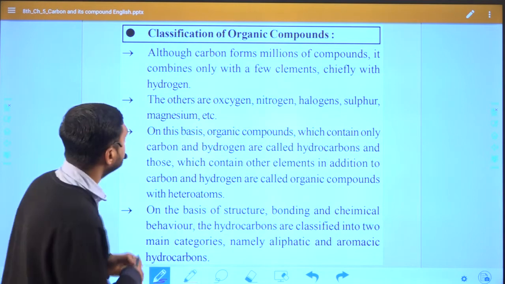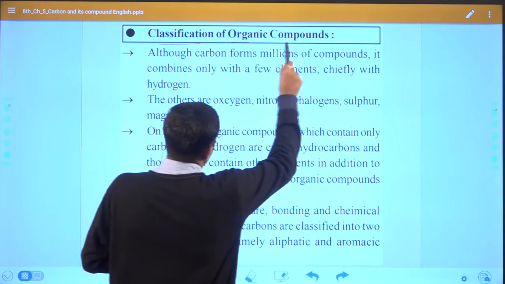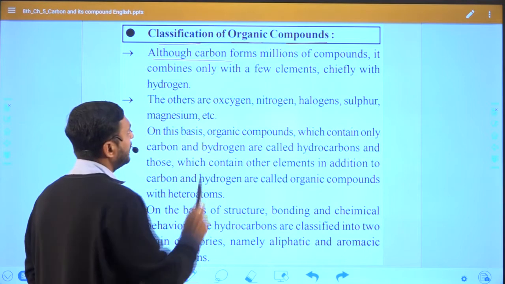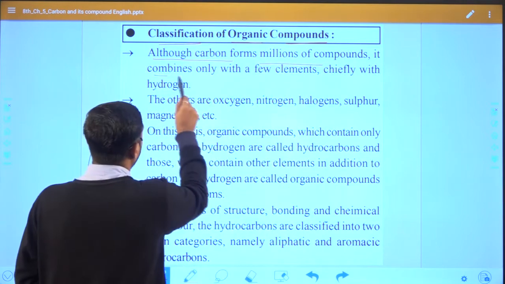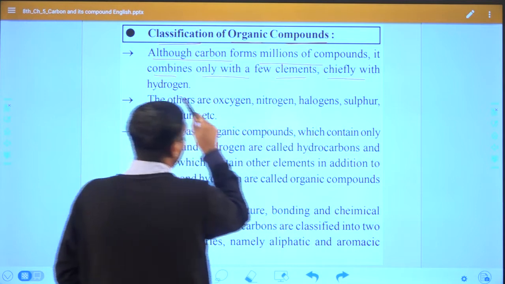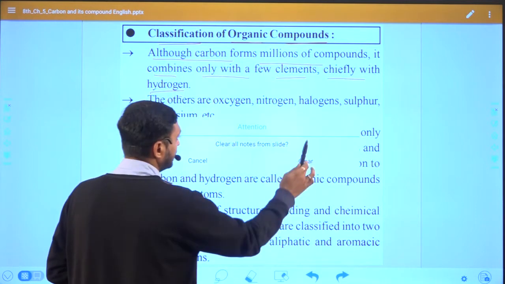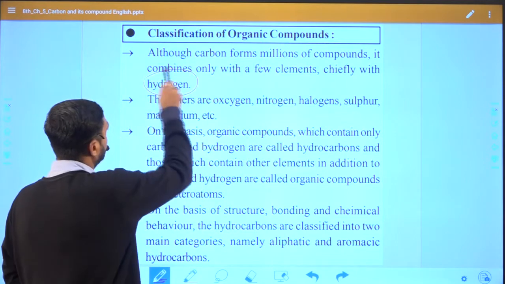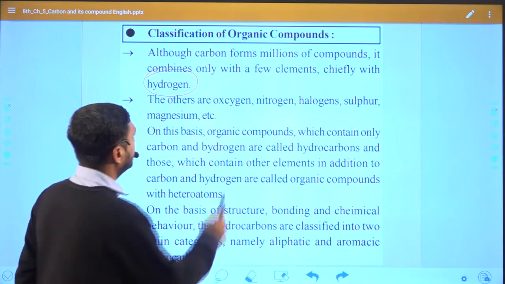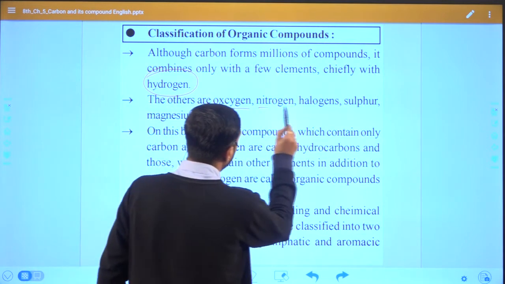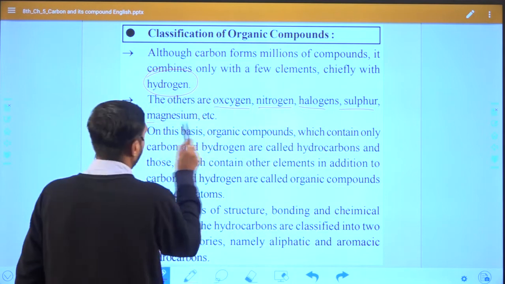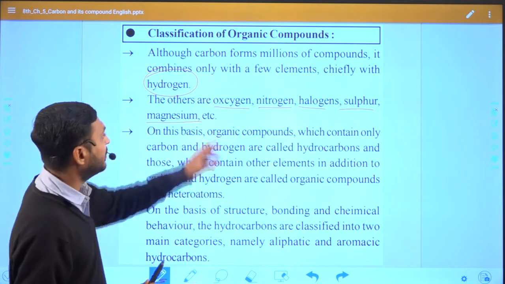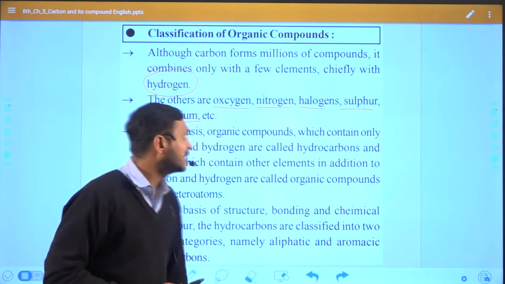So generally, classification of organic compounds. Carbon forms millions of compounds. It combines with only a few elements, especially with hydrogen. Carbon is combined with many elements, but generally with other atoms, that is oxygen, nitrogen, halogen, sulfur and so on. But majorly carbon is combined with hydrogen and the remaining atoms, that is oxygen, nitrogen, halogen, sulfur.